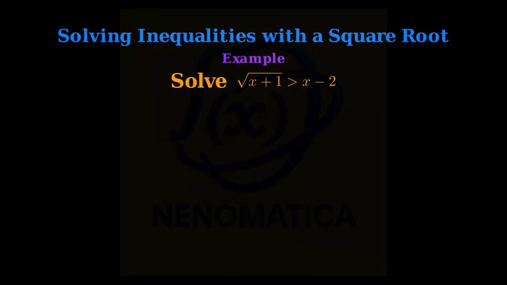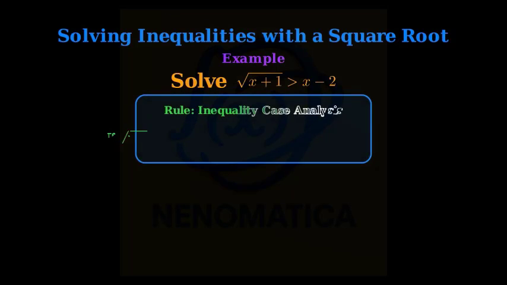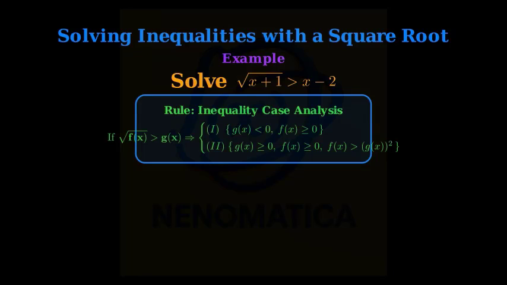Step 1. Analyze the strict inequality square root of f of x greater than g of x. We use two cases exactly as the algorithm says. Case 1, g of x less than 0 and f of x at least 0. Case 2, g of x at least 0, f of x at least 0, and f of x strictly greater than g of x squared.